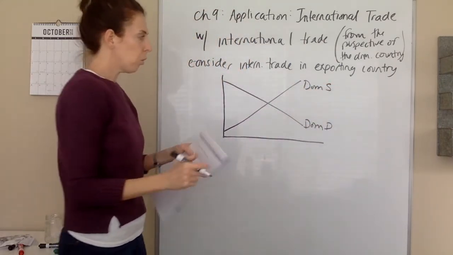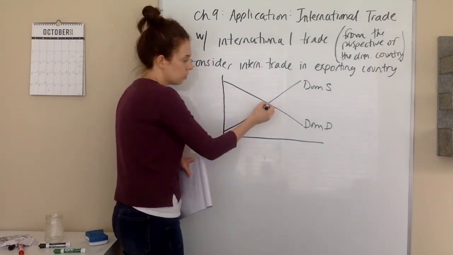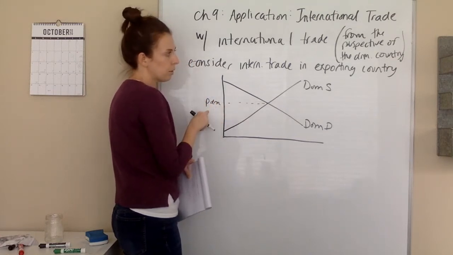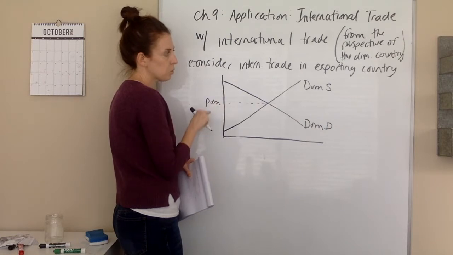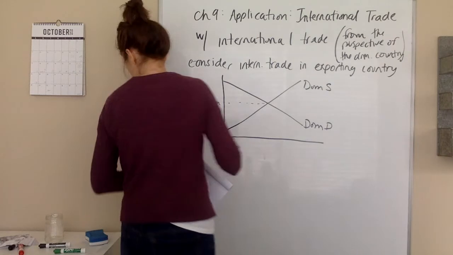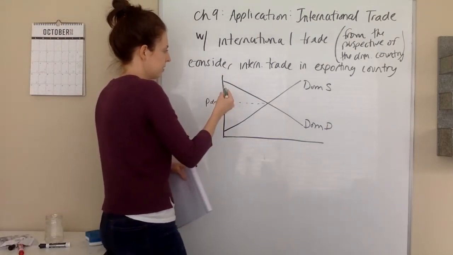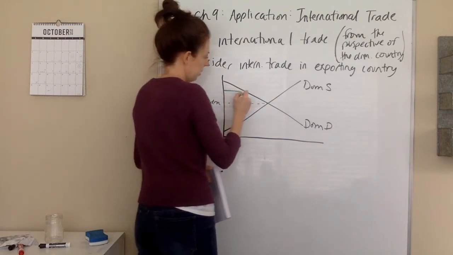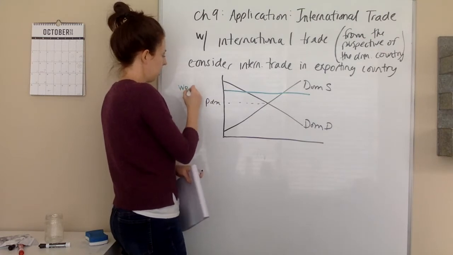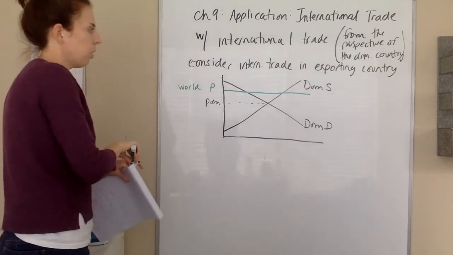And recall that they only export when the world price is above the domestic price. So if this is the price on the domestic market, then we're only going to see the domestic country exporting if the world price is higher than this. So let's just assume that the world price is somewhere up here. I'm just going to draw a bar, and the bar is going to represent the world price.